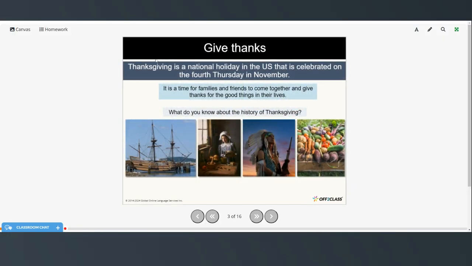Well, Thanksgiving is a national holiday in the United States that is celebrated on the fourth Thursday in November. It is a time for families and friends to come together and give thanks for the good things in their lives. And what do you know about the history of Thanksgiving?